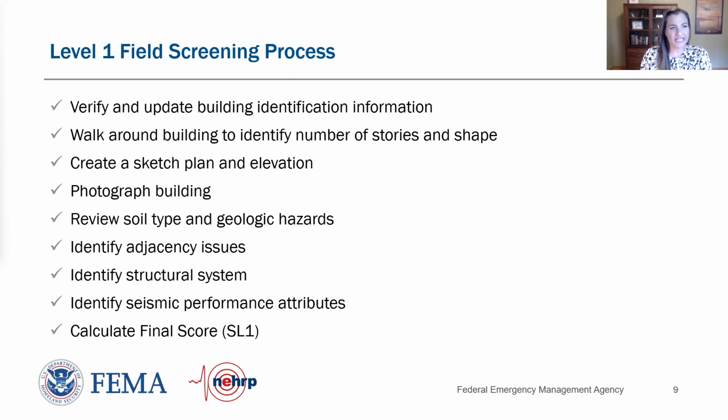So the field screening process starts with verifying and updating any building identification information that we might have collected during pre-field screening. So if the pre-field screening said that this is a 15-story building and it was built in 1930, but you walk up to the site and you see a 2-story brand new building, then it's good to update that information so that we know that there's been some sort of mix-up.